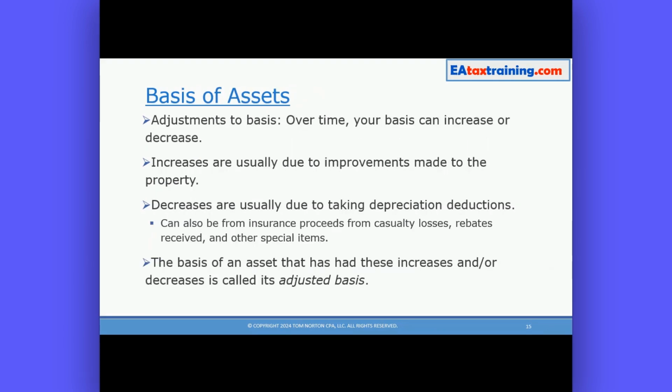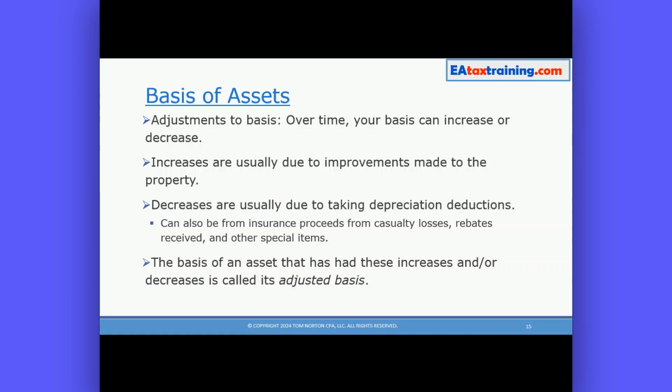A little bit more about the basis of assets. Adjustments to basis. Over time, your basis in an asset can increase or decrease. So increases, as we've already talked about, are usually due to improvements that are made to the property. Decreases, the most common type of decrease to the basis of an asset is depreciation deduction. So when you take depreciation deduction on your tax return for an asset, that decreases the basis of that asset.